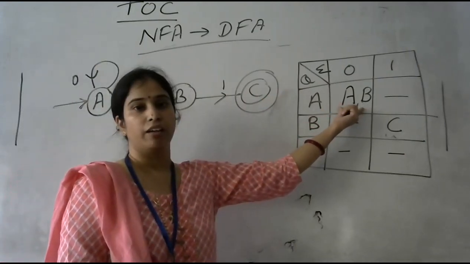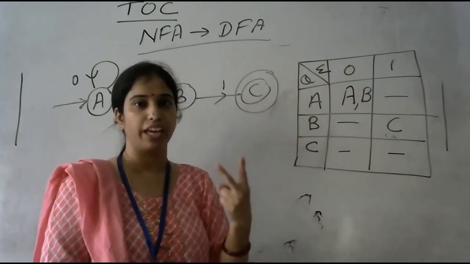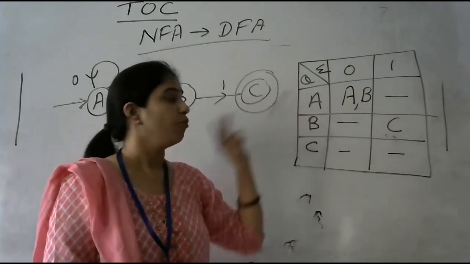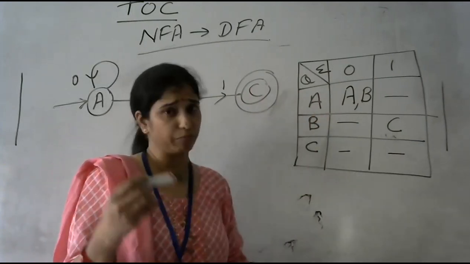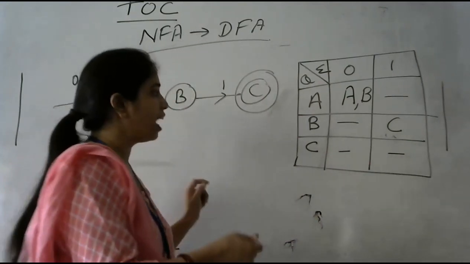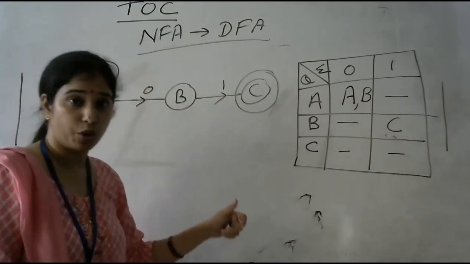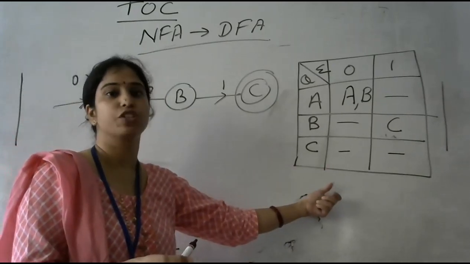Okay, this is the transition table of this NFA, and we can see that in this block we got multiple states. We got 2 states. If we got only 1 state, then it is DFA. But if we get more than 1 state, then it is NFA. Now we have to design a DFA from this transition table.